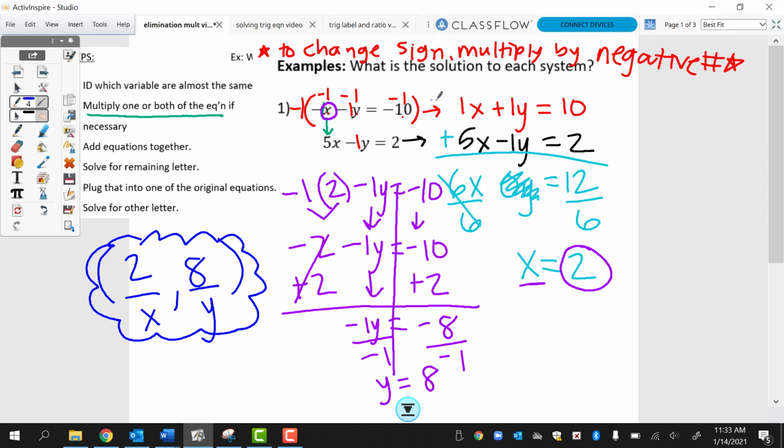So the only new thing is you have to multiply one of your equations to turn it into something that adds up to 0. Let's do one more example.